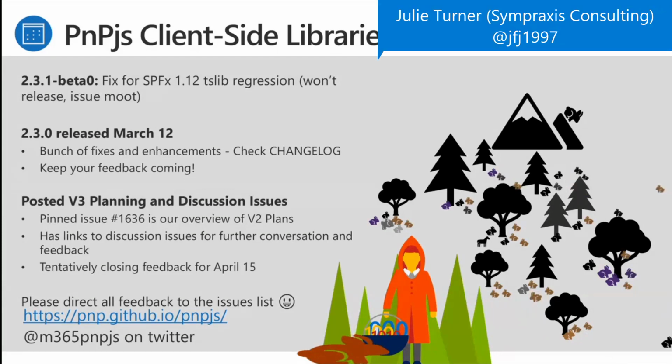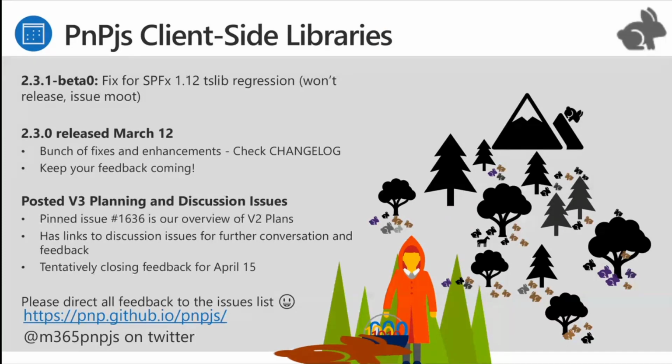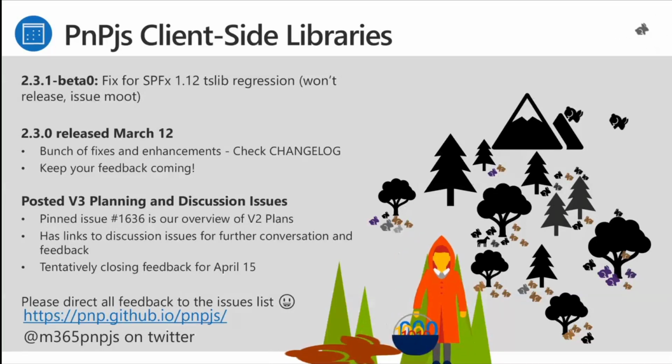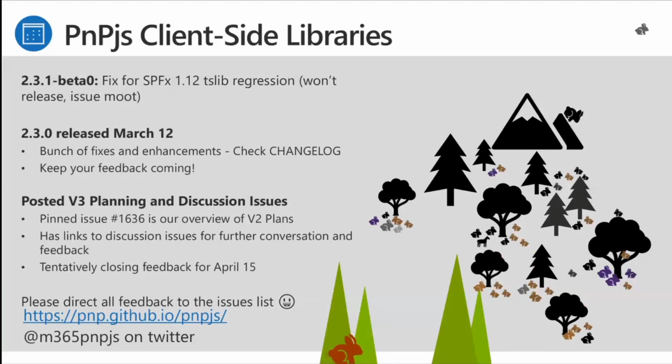Hey, thanks, Patrick. Okay, so based on what Vesa just mentioned about the 1.12 version of SPFx, we had released a beta version of PnPjs to deal with a TS-lib regression. We are not going to release that, obviously, because of the things that have changed since then. So that is on hold. And if anything else needs to change when 1.12 re-releases, we will look at that then.